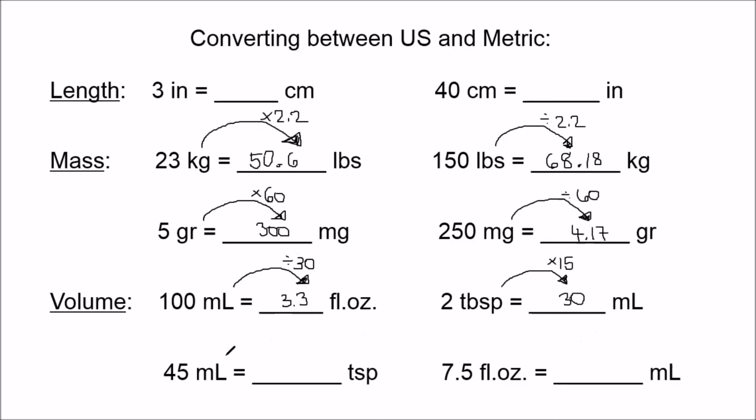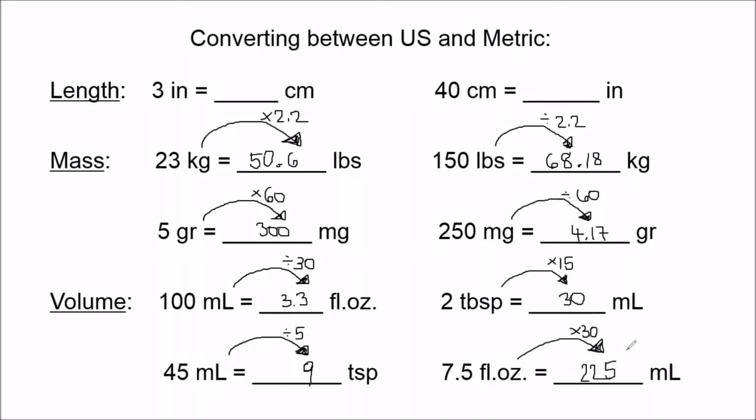Let's do these last two as well. From milliliters to teaspoons, the number is 5, and I'm going from milliliters into teaspoons. So I'm dividing, which gives me 9 teaspoons. And then from fluid ounces into milliliters, I know my number is 30. And from fluid ounce into milliliters, I multiply, so I'm going that way. And that's going to give me 225.